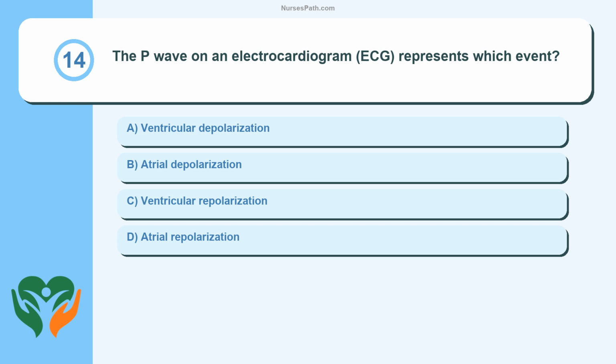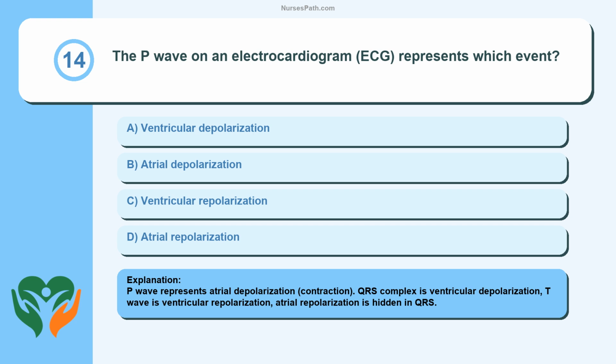Question 14. The P wave on an electrocardiogram, ECG, represents which event? Ventricular depolarization, atrial depolarization, ventricular repolarization, atrial repolarization. P wave represents atrial depolarization, contraction. QRS complex is ventricular depolarization, T wave is ventricular repolarization, atrial repolarization is hidden in the QRS.